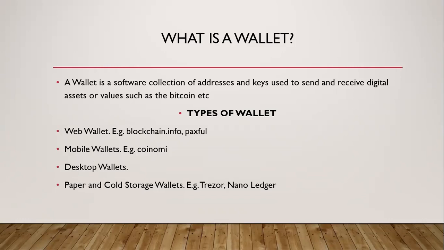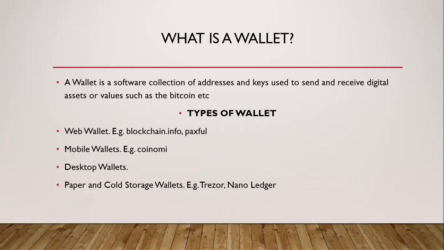Now, there are various types of cryptocurrency wallets out there. Number one, we have the web wallets. Number two, we have the mobile wallets. Number three, we have the desktop wallets. Number four, we have the paper and cold storage wallets. When I'm talking about web wallets, blockchain.info or blockchain.com is a web wallet, and Coinbase is a web wallet. Paxful is a web wallet. These are online wallets, and those are the least secure form of wallets out there.